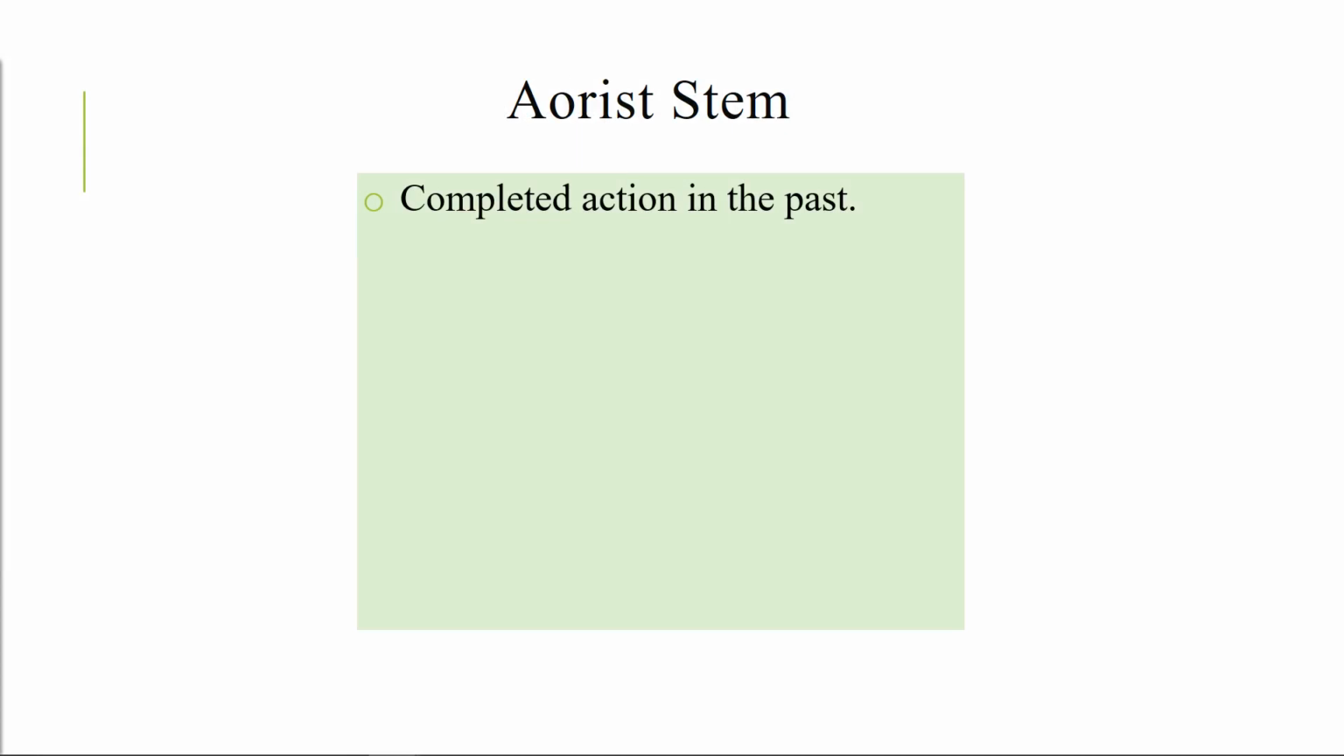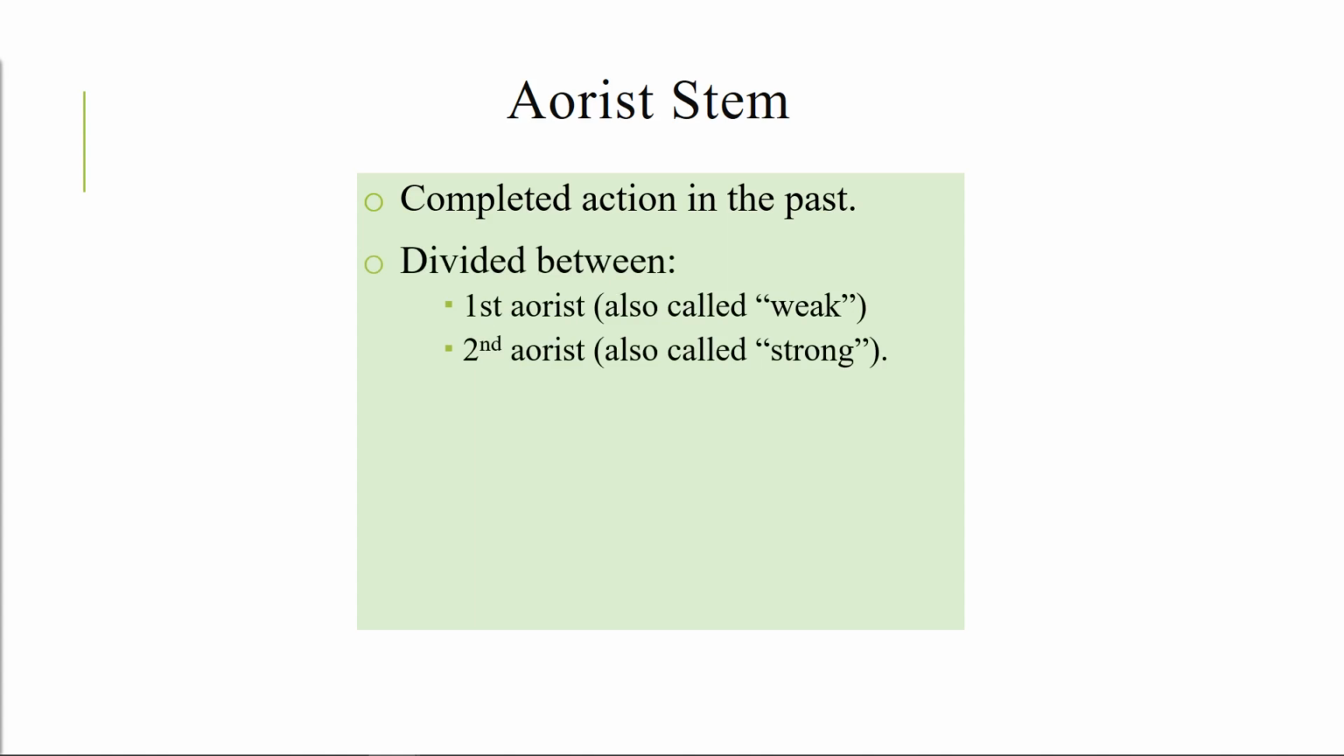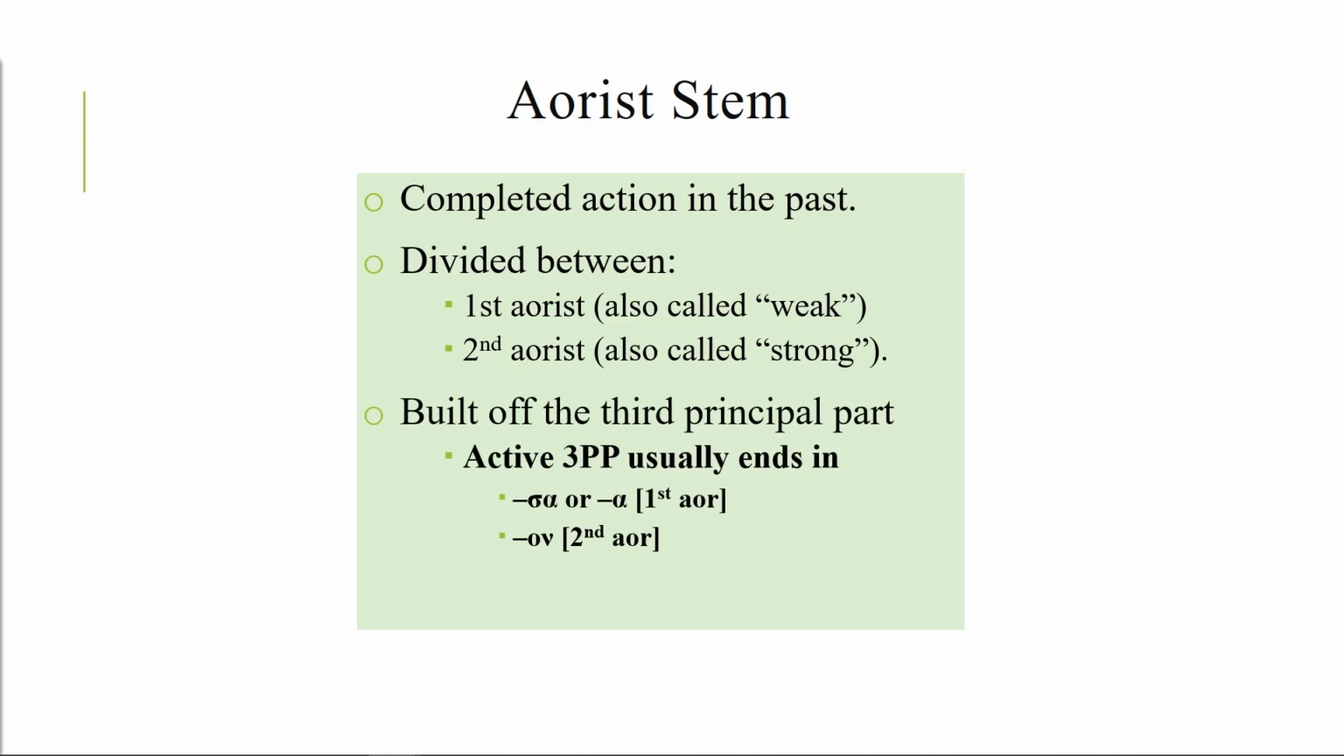So aorist represents completed action in the past, and we divide it generally between what's called a weak aorist or a first aorist and a strong aorist, the second aorist. The weak aorist is the easy one because it's absolutely regular, just like the imperfect is absolutely regular. The strong aorist gets a little wonky, but in ways that are, if not predictable, at least recognizable. They're not predictable unless you're a linguist, but you can easily learn to recognize them and smell that that's an aorist. It's built off the third principal part, and the third principal part is the active form that ends with usually sa or a, and sometimes on. And if it ends with sa or a, it's the first aorist. If it ends with on, it's the second aorist.